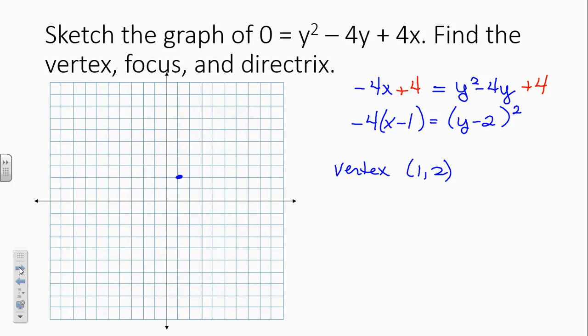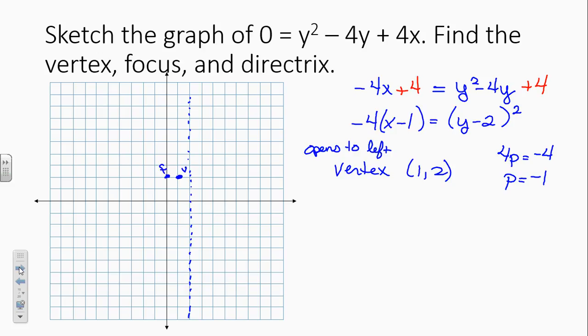And 4p is -4, so p has to be -1. So the focus will be 1 to the left, because you told me before it was opening horizontally, right? And then p was -1, so my directrix is going to be 1 to the right. The one to the left is the focus.